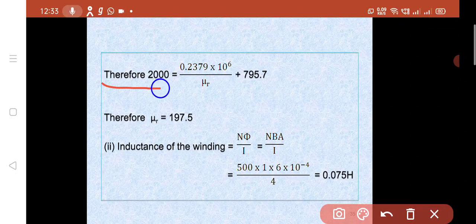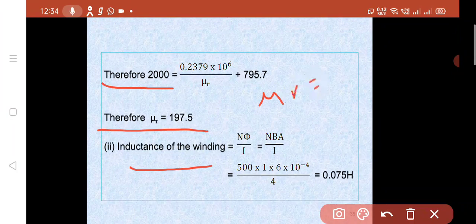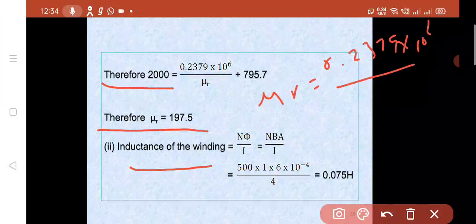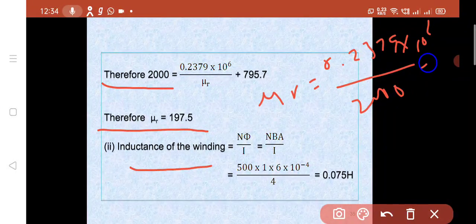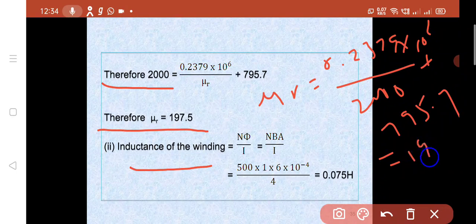So next, therefore μr is 2000 plus 795.7. So 0.2379 into 10 to the power of 6 by (μr plus 795.7) — this is the μr value. Substituting, 0.2379 into 10 to the power of 6 by (2000 plus 795.7), and this is the answer: 197.5.